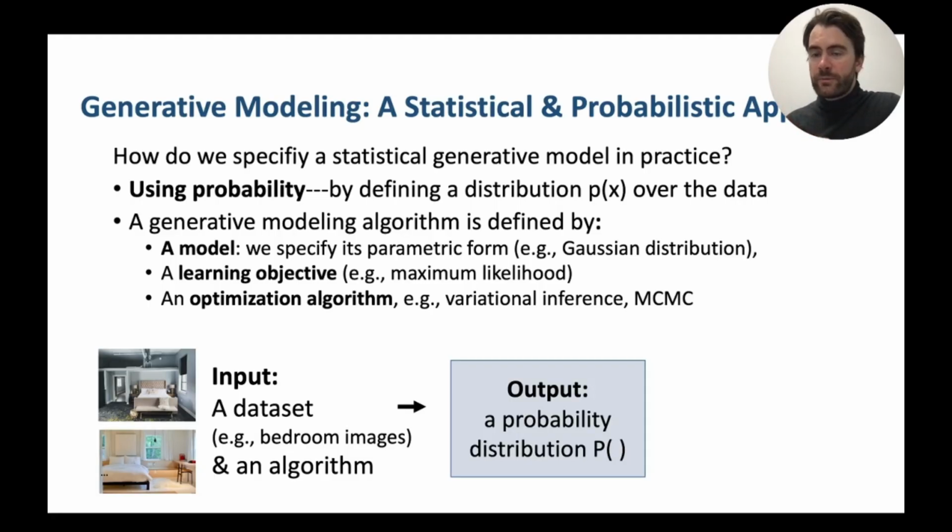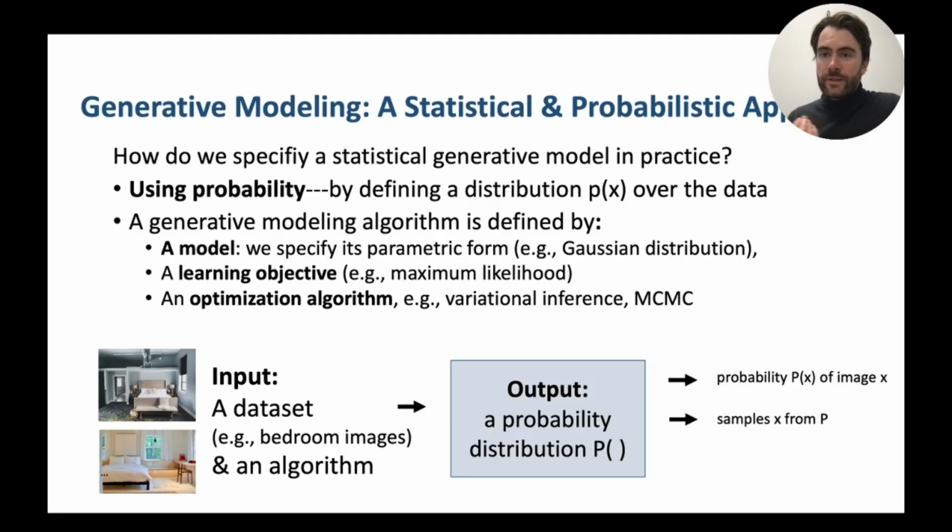And once we have this probability distribution, which by the way can be either defined explicitly or implicitly, we will talk about what this means later in the course. But once we have this distribution, now we can sample data points. We can sample data points from the model, which will correspond to the generation of new objects.